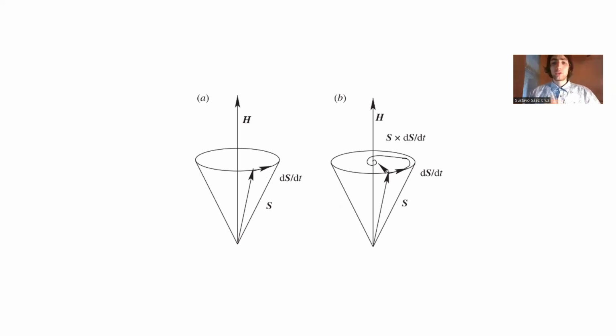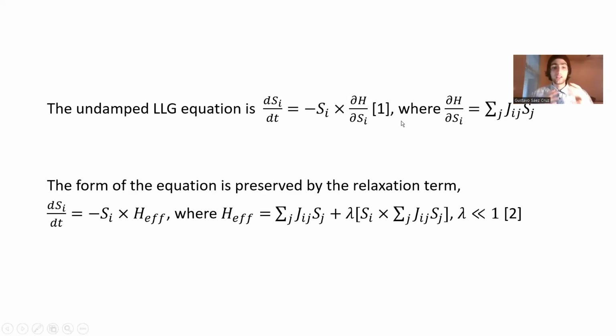However, this is not the whole story. When you apply an auxiliary field to spins, they relax onto the auxiliary field, so they don't just precess around, but they actually relax onto it. And the LLG equation describes this. Now here's the undamped LLG equation. Right here we can see it, and it basically describes how each spin oscillates because of each other's spin.